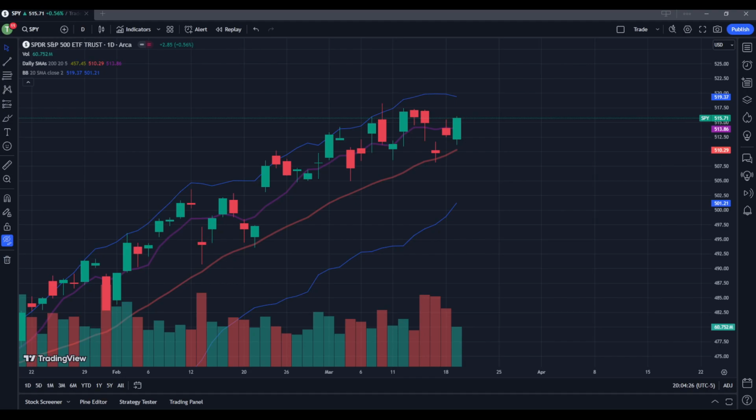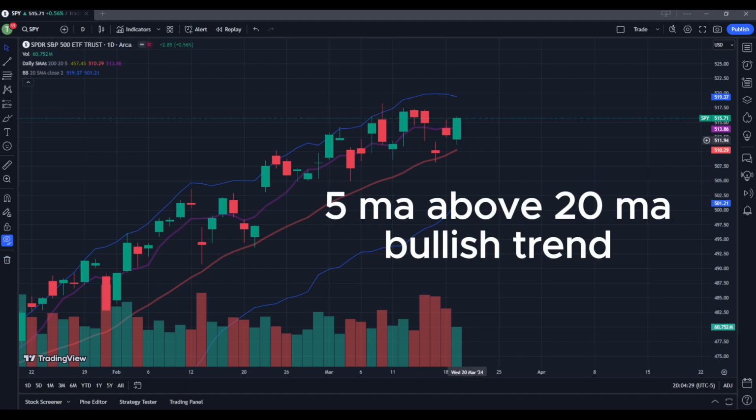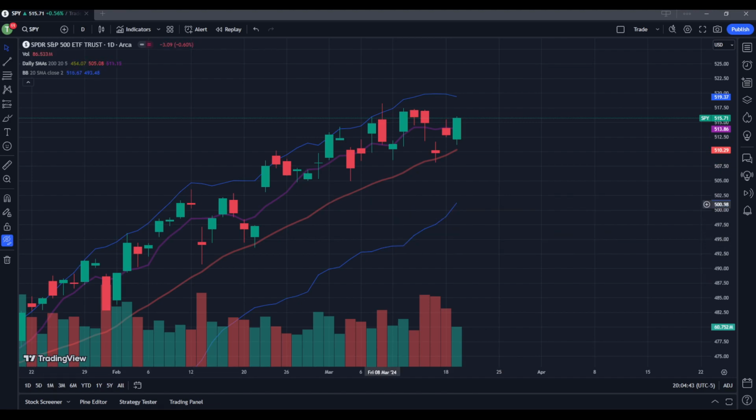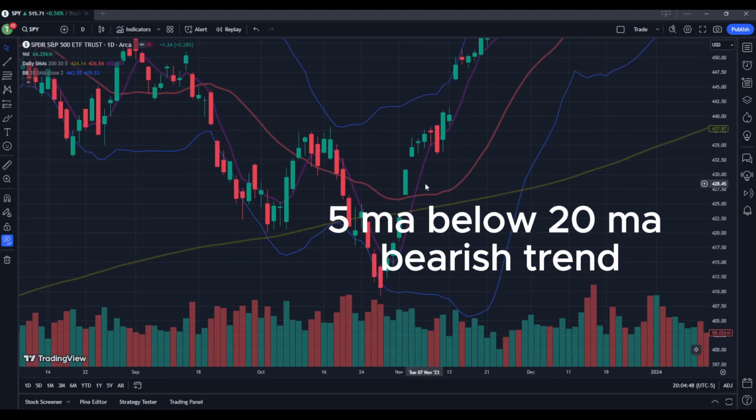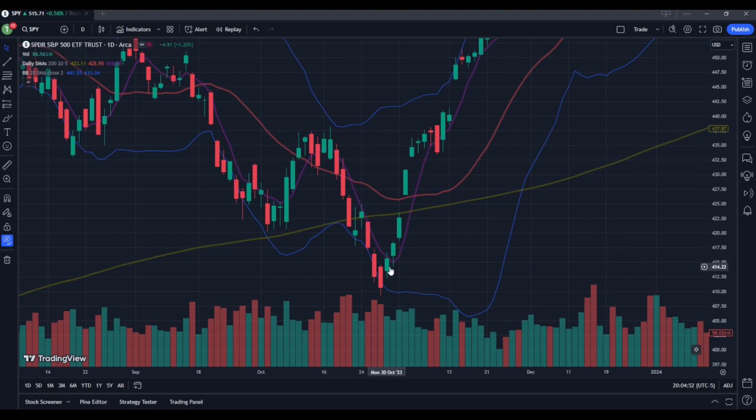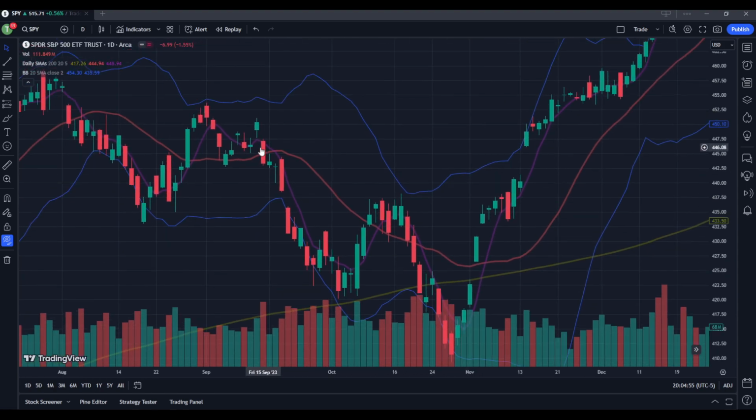So the first rule is going to be when the 5 day is above the 20 day, we are going to be in a bullish trend. There's no reason that you should be loading puts or anything long term whenever the 5 day is above the 20. Now, the next rule is going to be when the 5 day is crossed below the 20, which you can see right here, we're going to get some sort of downtrend, right? Every time it crosses below, downtrend, we cross above, uptrend, right?